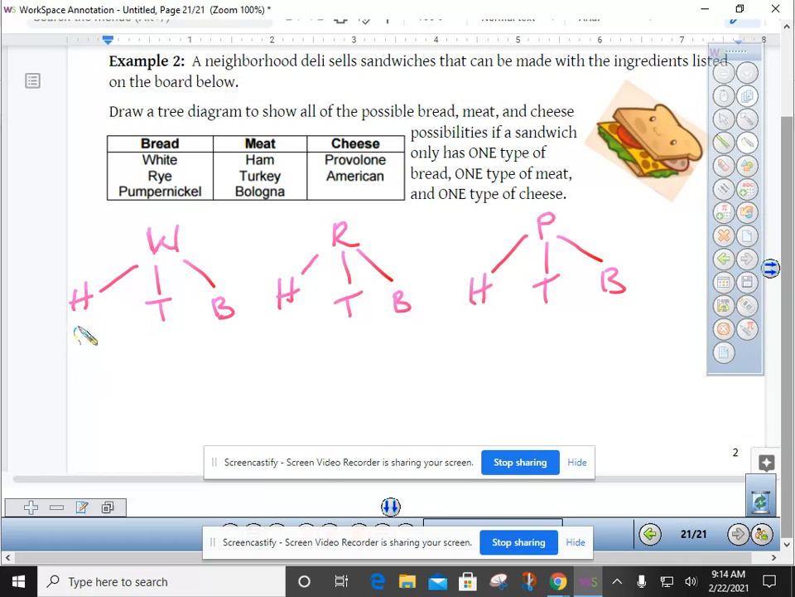Okay, now what do we do here? Now you make another one. For American cheese and provolone. Provolone. Love me some provolone cheese.